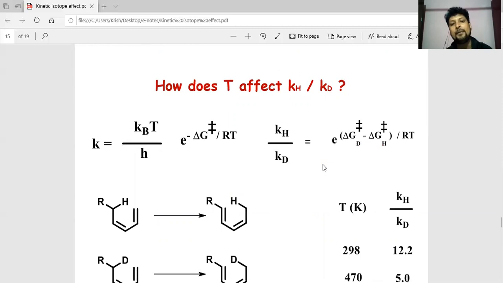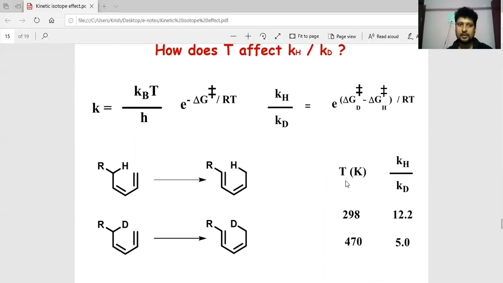How does temperature affect the KH-KD ratio? Now, temperature, again, we are taking into consideration the equation k is equal to kBT by h multiplied by e to the power minus delta G double dagger by RT. From this, we can say that the KH-KD ratio is expressed as e to the power of the difference of delta G double dagger for deuterium and hydrogenated reactions divided by RT.